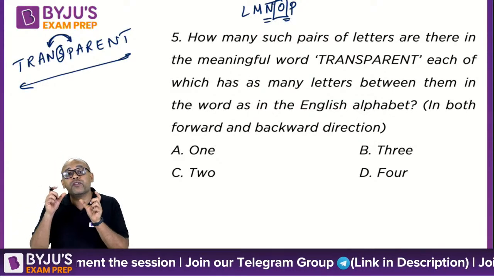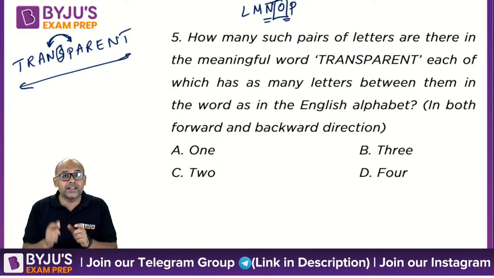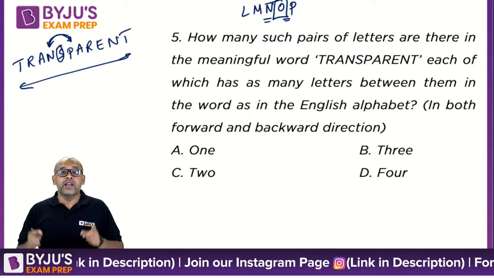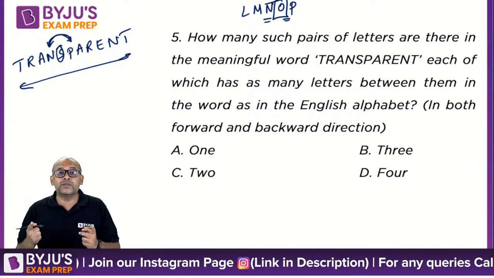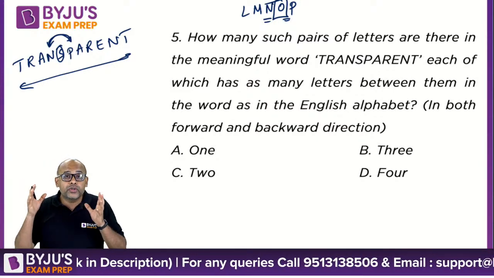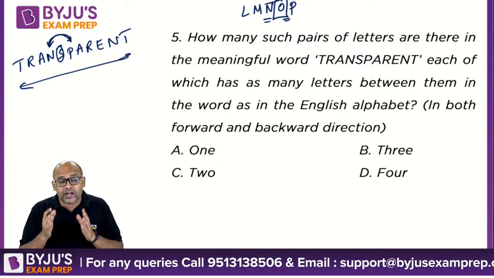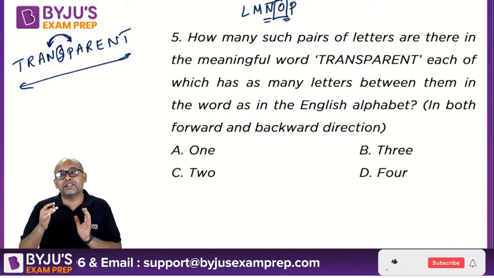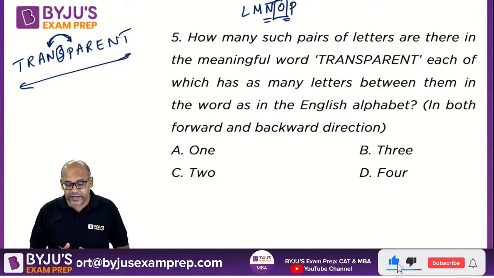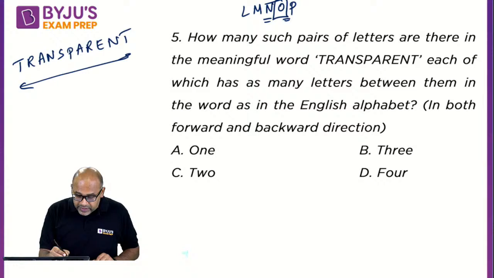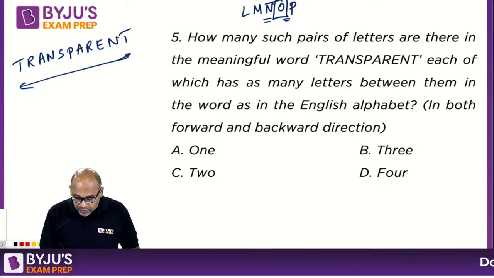So you have to pick up the letters where the number of letters between them is the same as the number of letters between them in the alphabetical order A, B, C, D. Those pairs have to be counted. Now that will take time, but thankfully there is, I will not say a shortcut, but a nice way of doing it very, very quickly. One way of looking at this is, let's start looking at this.